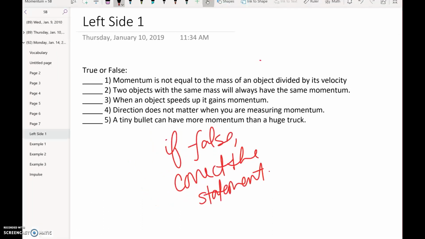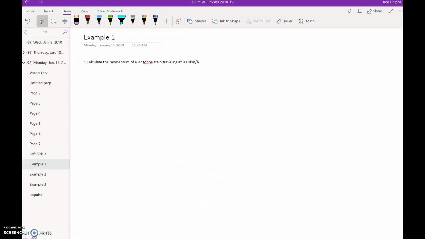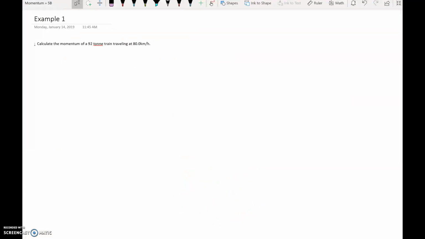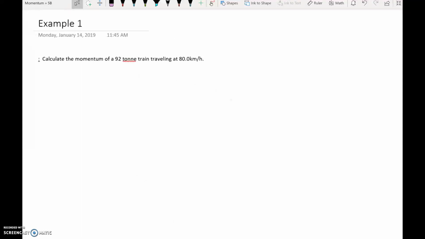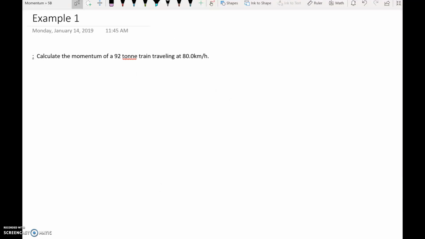Let's do a couple of examples here. Here is our first example. We are going to calculate the momentum of a 92-ton train traveling at 80 kilometers per hour. Just like always, we write our variables down.